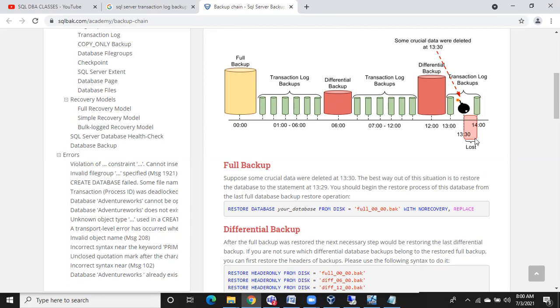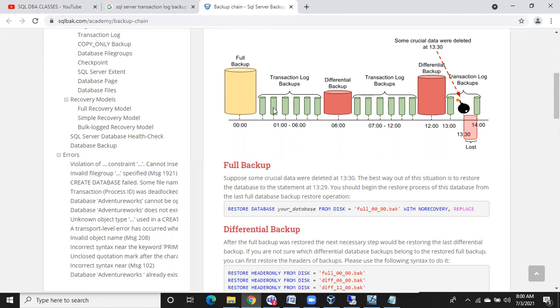Or else, if your database is corrupted at 1:30 p.m., how can you achieve that? Okay, so remember guys, log backups are incremental backups. This is the 1 o'clock log backup, this is the 2 o'clock log backup. The 1 o'clock log backup means that after the full backup, the first log backup will always start looking into the full backup. The next log backup will look into the last log backup.